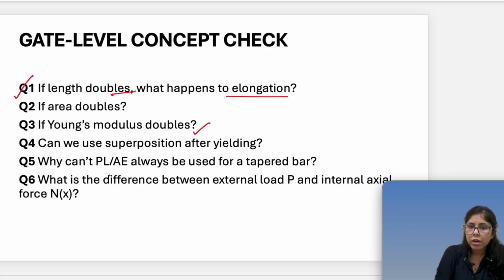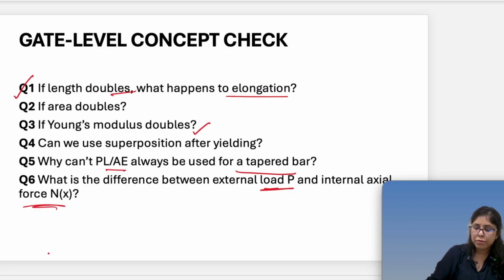Why can't PL upon AE always be used for a tapered bar? This also you can answer. And what is the difference between external load P and internal axial force Nx? I hope if you understood this lecture properly, you will be able to answer all the questions. These are easy questions. In GATE, you will get questions with these kinds of conceptual values. It can be an objective type 1 mark question.